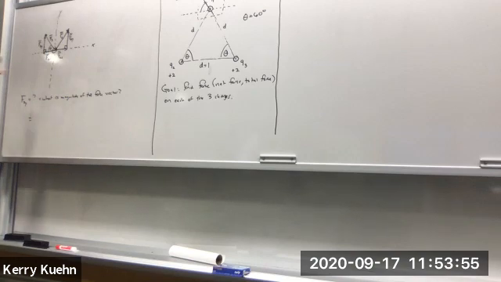So once we know the angle, then we can probably figure out F3y, the vertical part, right? What's the relationship between the hypotenuse, this angle, and that side? How do we figure that out?